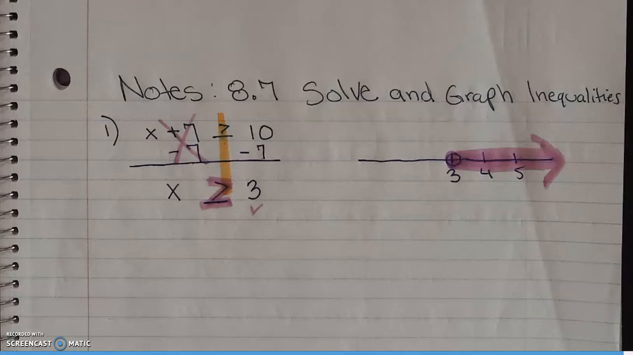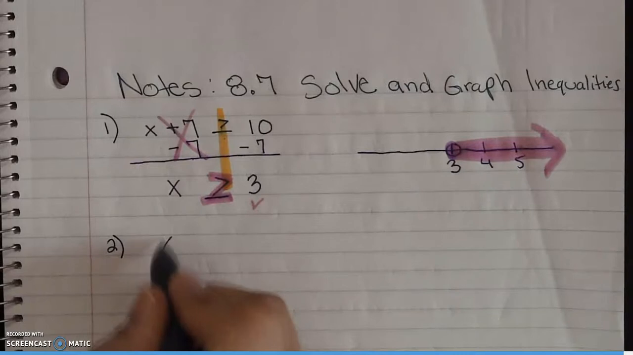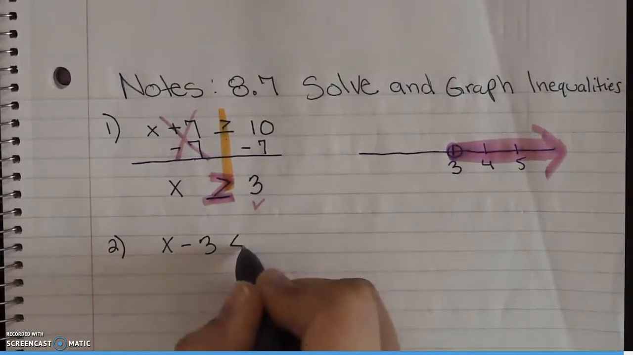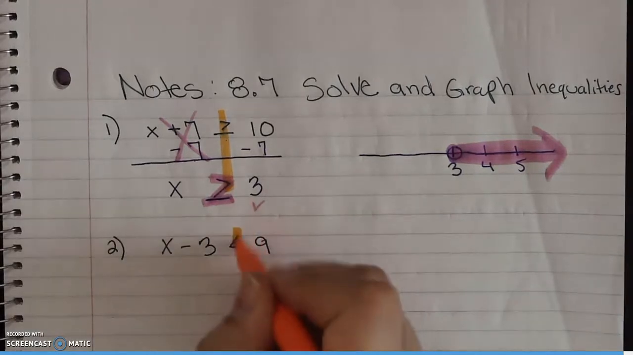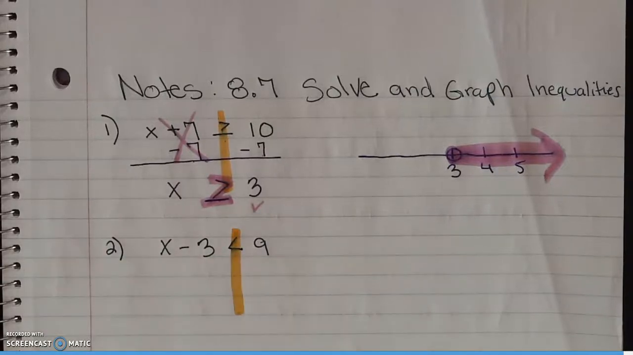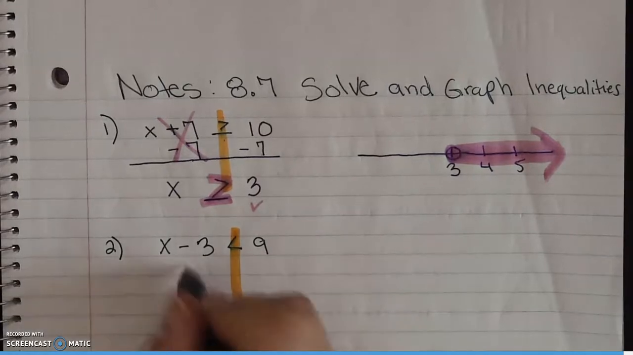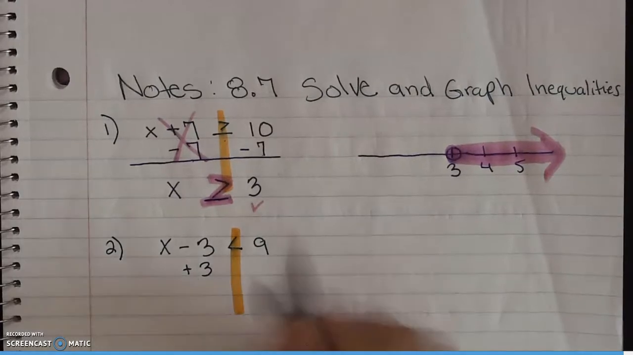Let me give you another example. x minus 3 less than 9. So again, I'm going to go ahead and separate these two because I need to solve both sides of my inequalities. If I have minus 3, the opposite is plus 3. What I do on one side, I do on the other, plus 3.